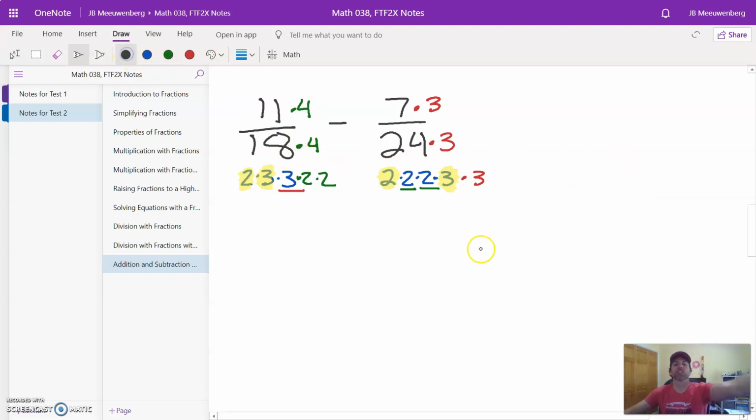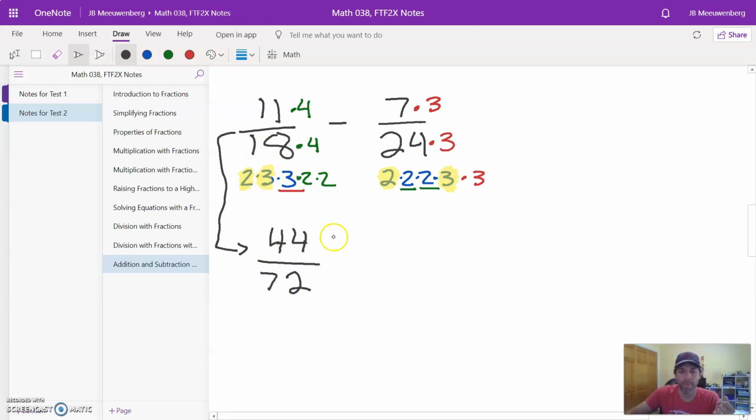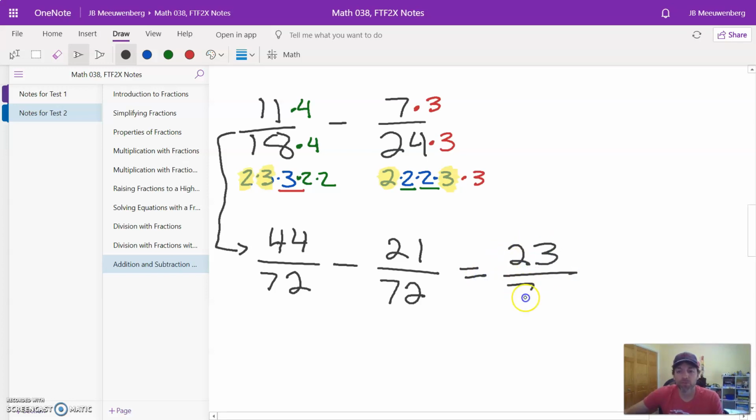So now let's do that multiplication. Let's bring it down here. 11 times 4 is 44, over 18 times 4 is 72. Minus 7 times 3 is 21, over 24 times 3 is 72. Look at that. We magically came up with that. It's not magic. We mathematically came up with that common denominator without even trying to figure it out. We built it using those prime factorizations. 44 minus 21 is 23 over 72.